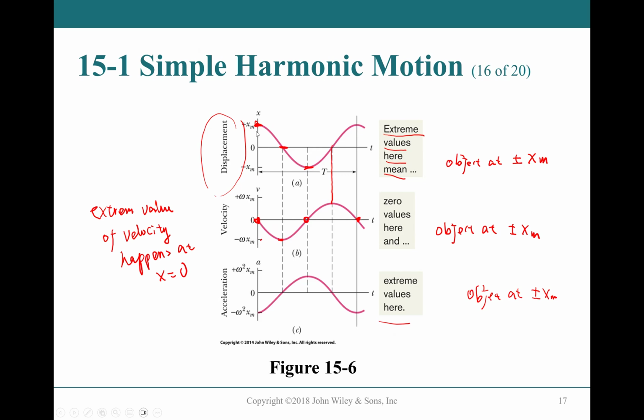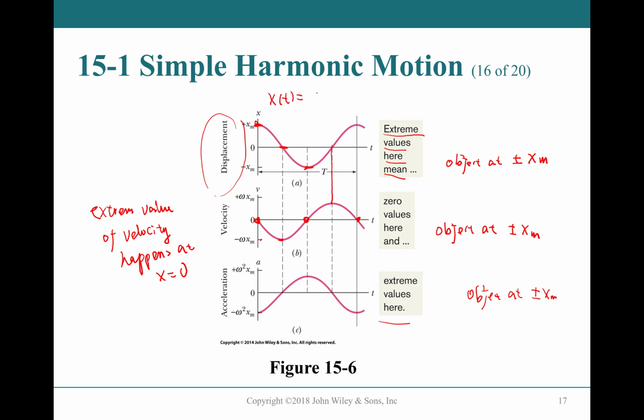So when we have an extreme value for the displacement, then the object, of course, is at the maximal amplitude. But when we have 0 velocity, the object is at its maximal displacement. And when we have maximal or minimal velocity, then the object goes through equilibrium. So it's the relation between the derivatives of the cosine function. You only need to remember this.